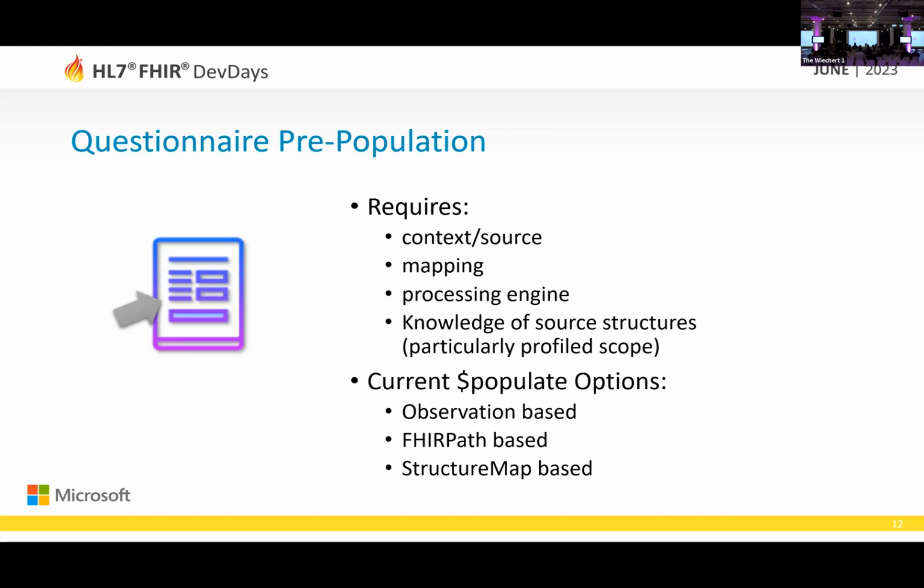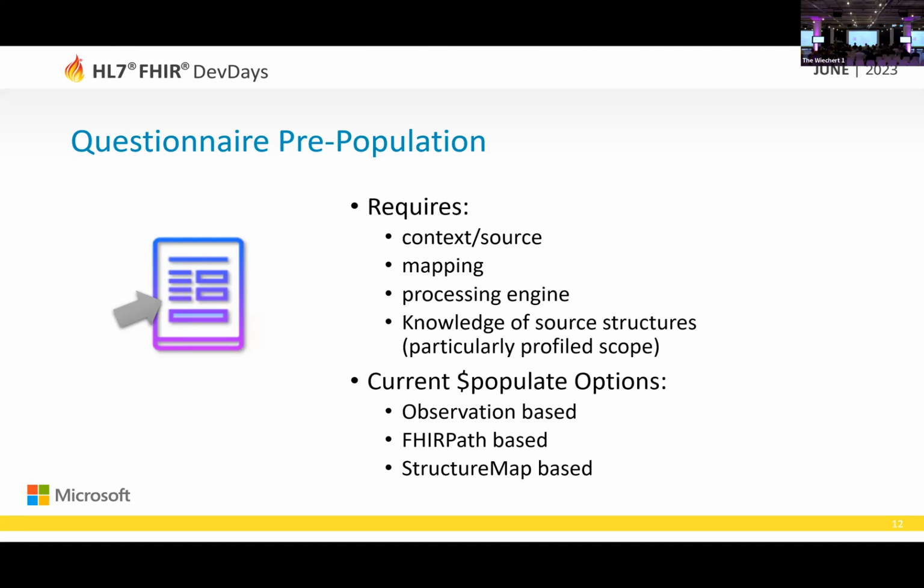To perform pre-population, we need a context or a source: where is this information coming from? We need a mapping to say what to do with it, or where to put it in the questionnaire. We need an engine that's going to process that. And then we also need knowledge of that source structure, where it's coming from, so we can do all that.